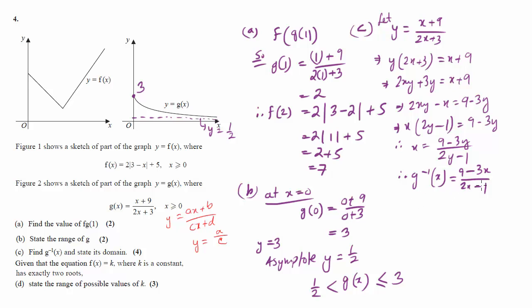So that means 2x minus 1 equals 0. That is not possible. So we write 2x minus 1 is not equal to 0, that means x is basically not equal to half, and that is the domain.